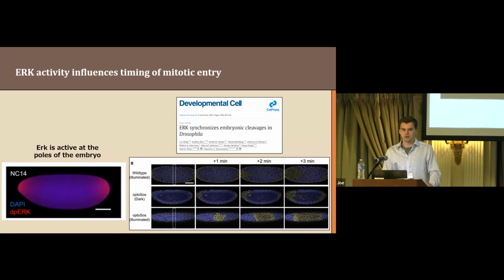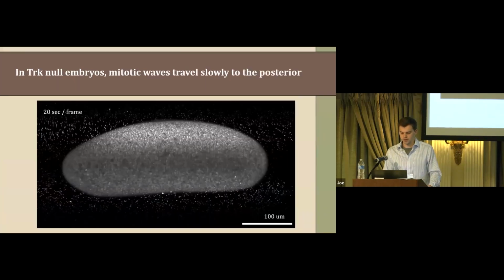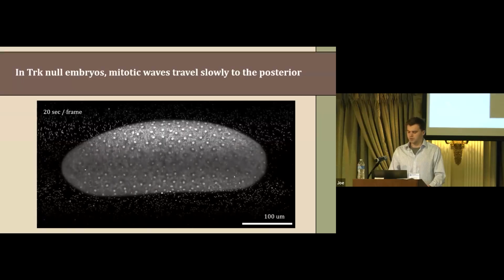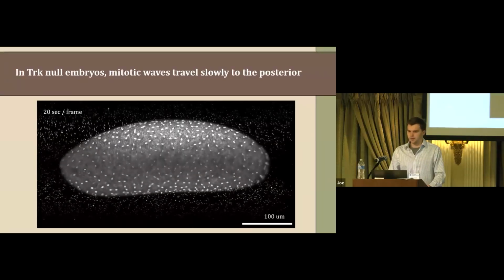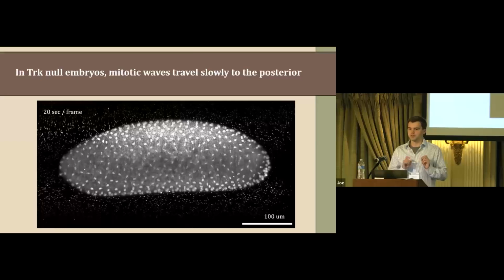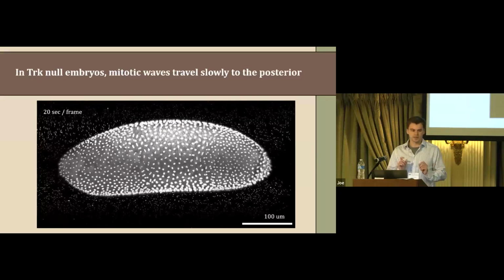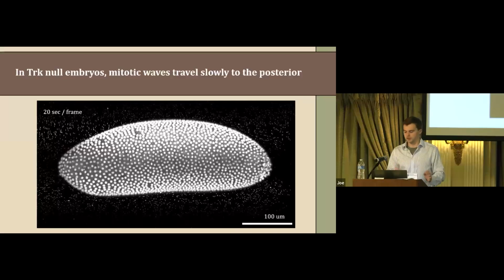And so the idea of this is that ERK, which is active at high concentration at the poles, may be helping to speed up mitotic entry at the poles. So if we remove this developmental gradient, so now we've removed this high concentration of ERK at the poles, what we see is that the mitotic waves are much slower to reach the posterior.